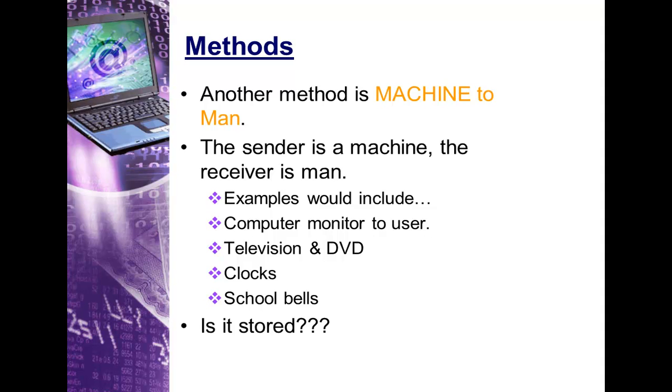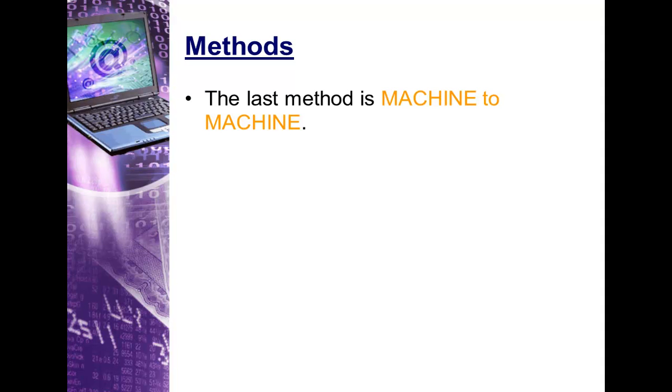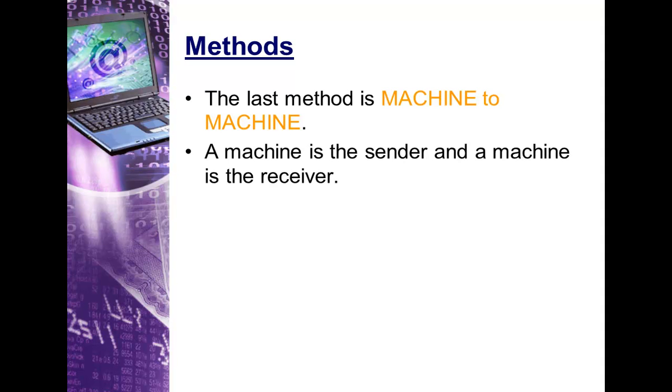But let's say you're watching television and you don't like the show that's on, so you pick up the remote control. Well, when you press that button, you're sending a message from a machine to a machine. So a machine is the sender, and a machine, the TV, is the receiver.